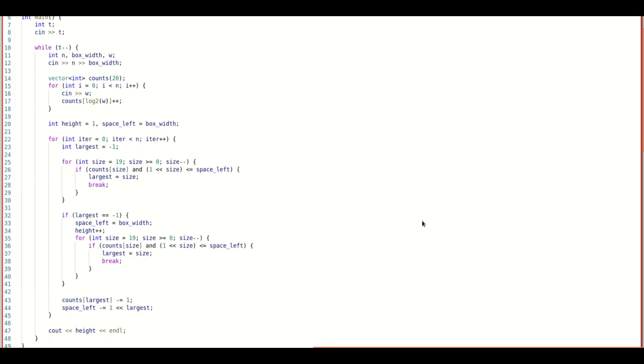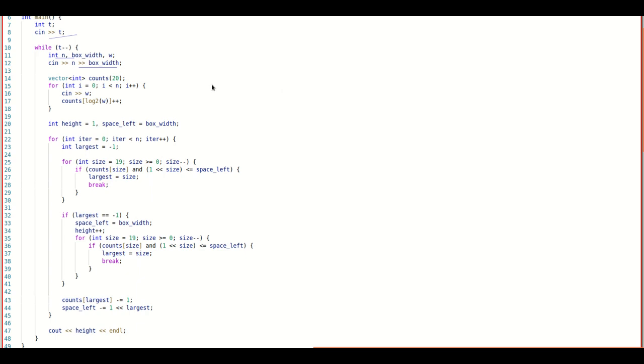So we first scan the number of test cases. Then for each test case, we take the number of rectangles and we also take the input of the box width. And so what we will do is, to code it, first we'll look at how to code it.